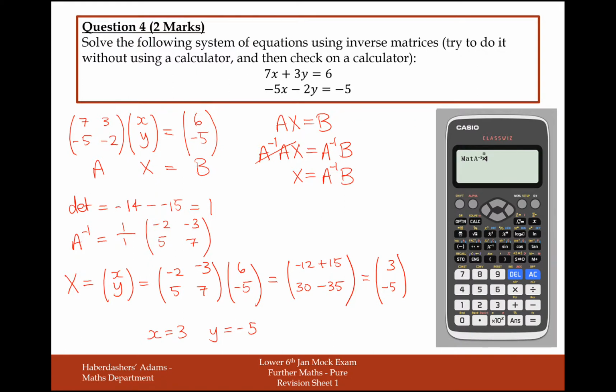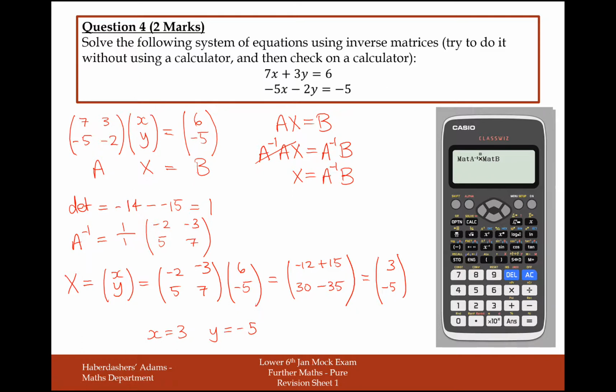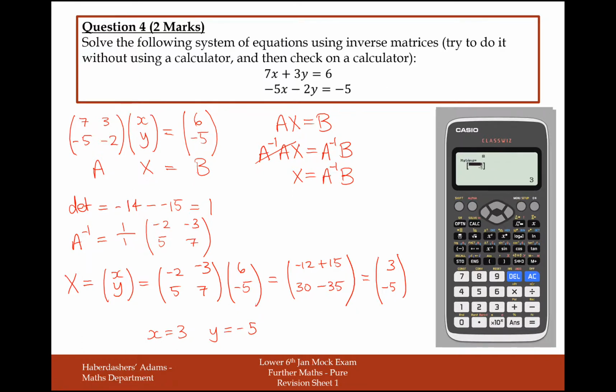Now we'll have to go back into options for this. Select option number 4 for matrix B and then press enter. And what you get here is your answer. 3, minus 5 is our answer, with 3 the value for x and minus 5 the value for y. 2 marks.